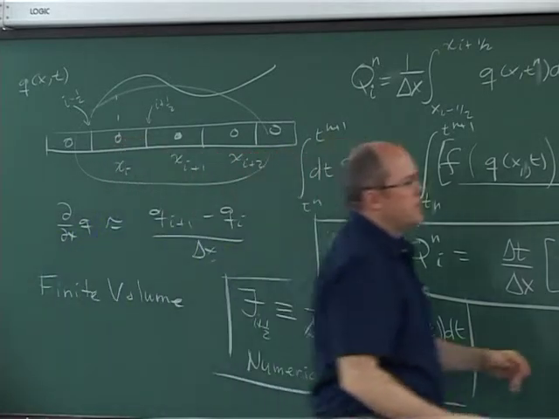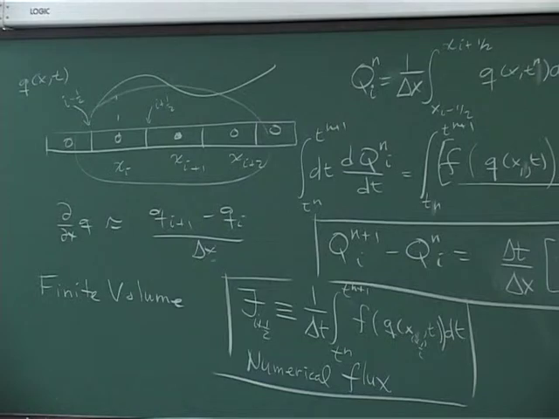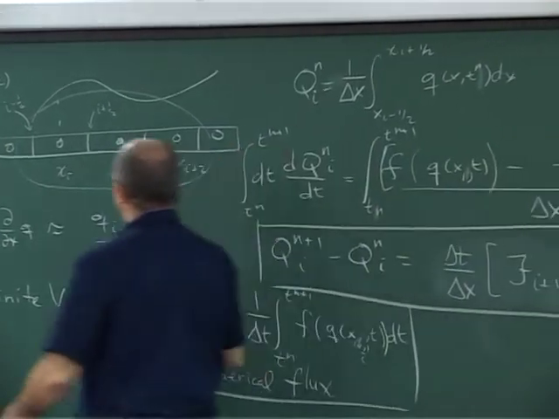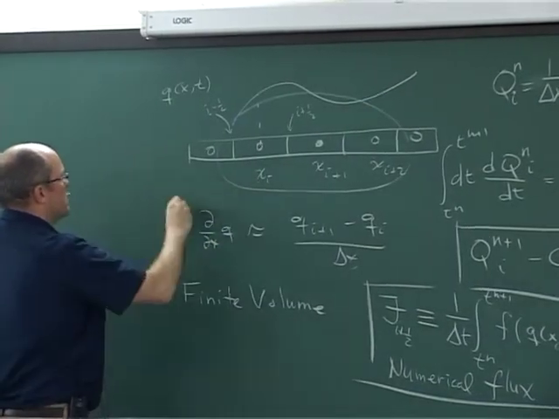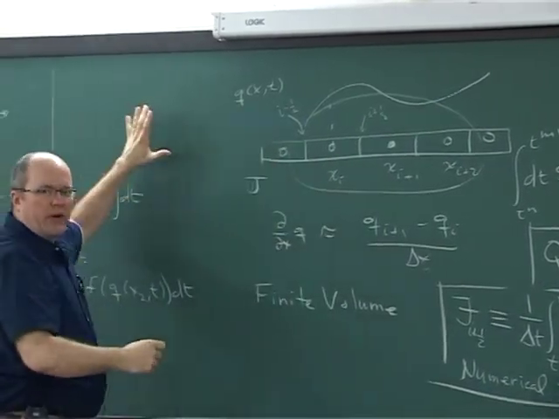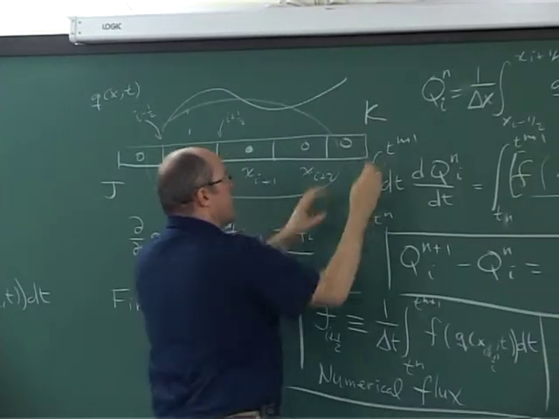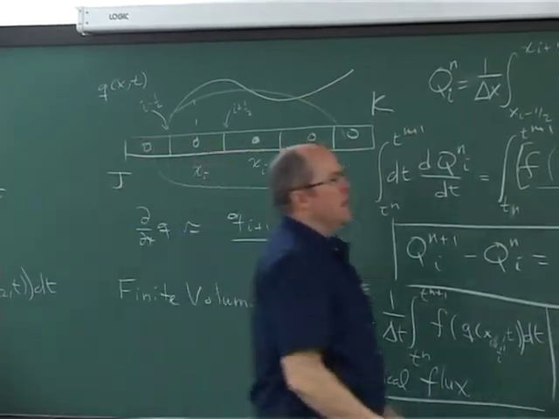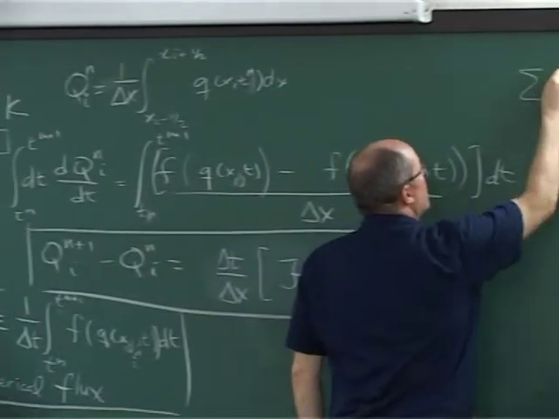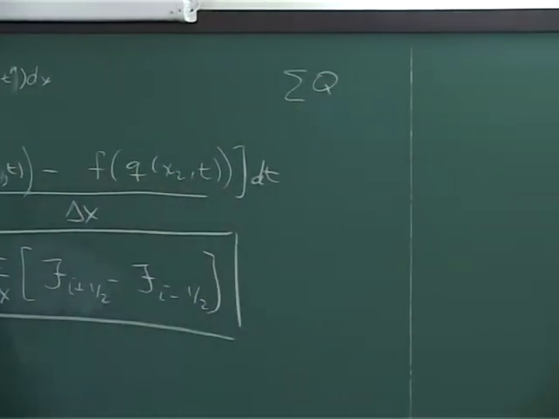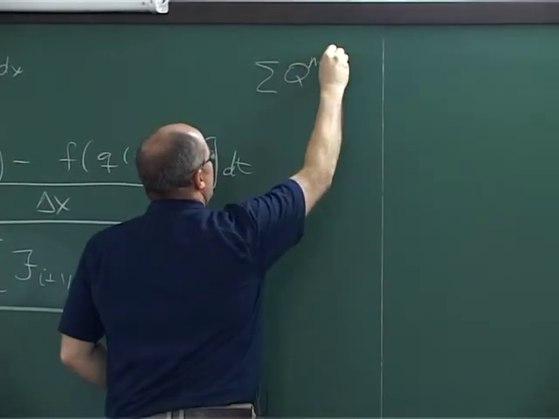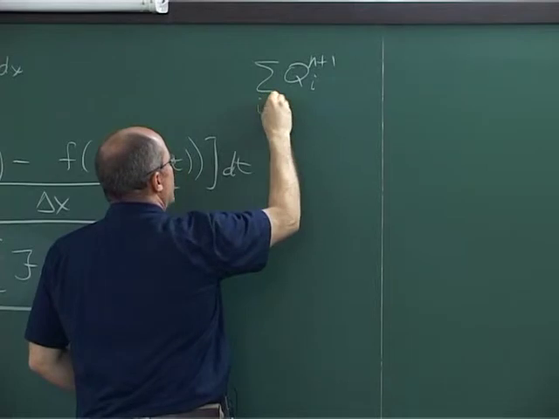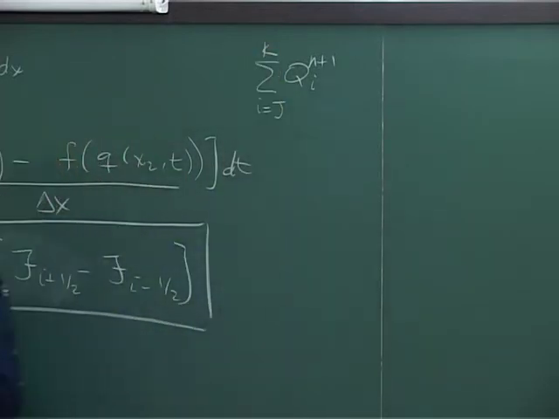So let's do that. I don't know how to index this, but let's say we imagine some big part of our grid, and we'll just say that we start at index J, which is way over here, and we end at some index K, which is way over on the right. If I want to add up the total average value of this function over the entire grid, that's just the capital Q's. If I do that at one time, then I would just add up from some index J to some index K, and it could be as big as I want.